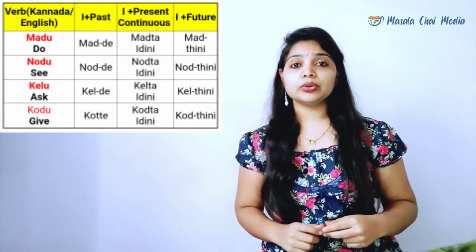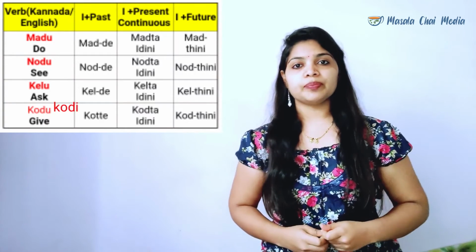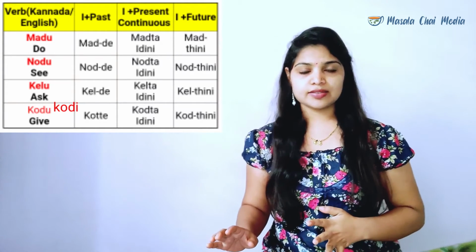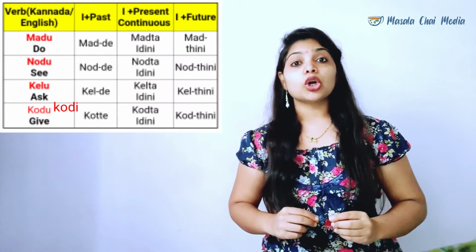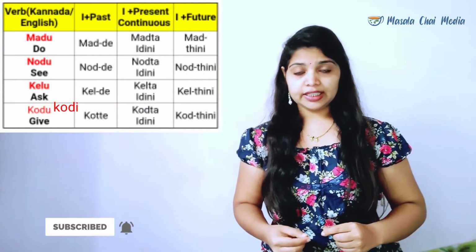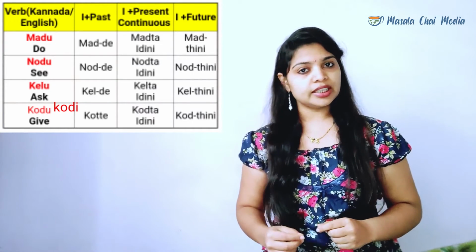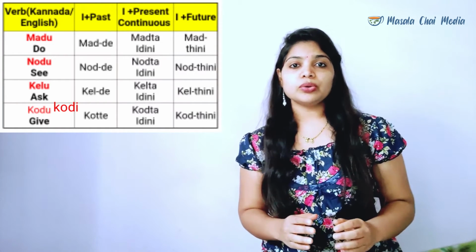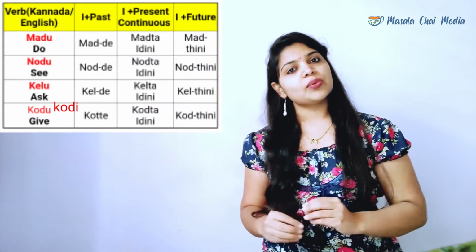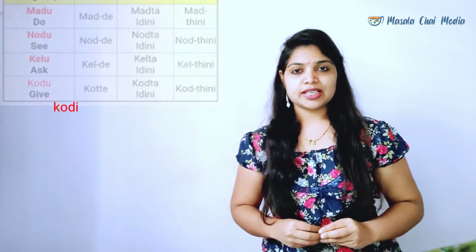Now the fourth verb, kodi. It becomes a little different in the past tense and the rest is the same. Kodi becomes kotte in past tense. Kodta idini is present tense. Kodtini is future tense. If you observe this table, you just have to replace the common parts with other verbs and make sentences. Now, as you know how verbs change with tenses, it is very easy to make sentences.